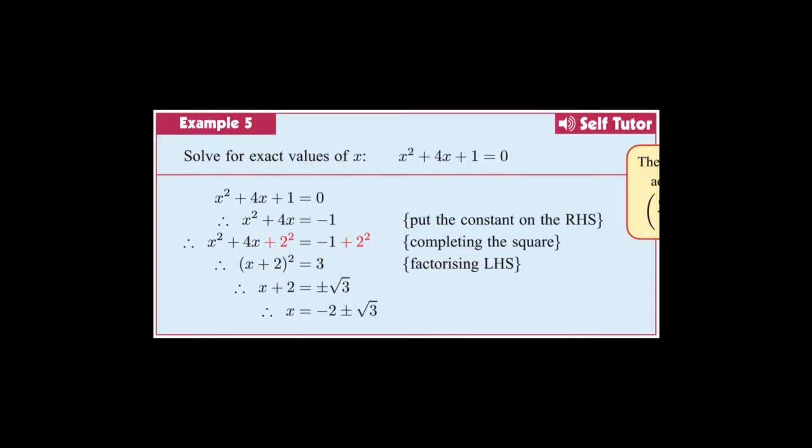So now you can solve for x by square rooting both sides, but don't forget that you have to include the plus or minus square root of the right hand side, because in this example, plus or minus root 3 squared is going to be equal to 3.